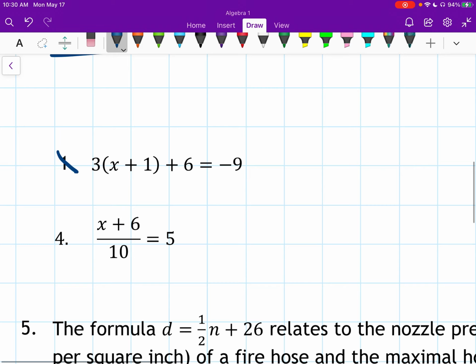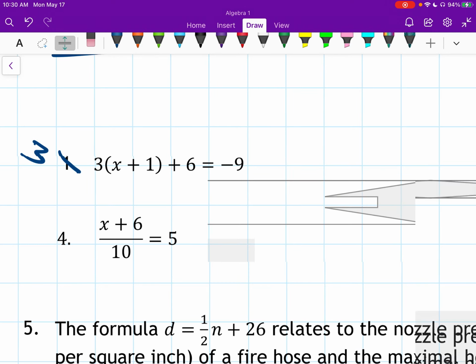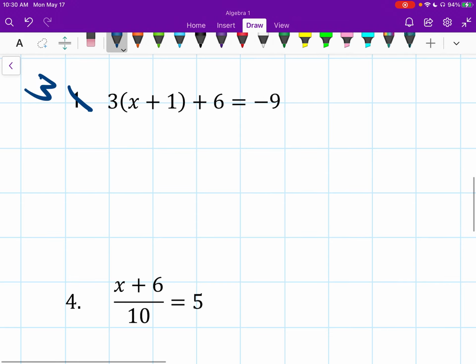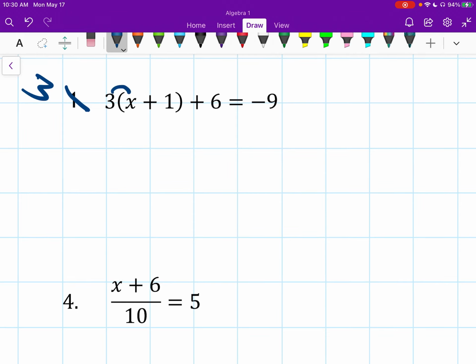Number 3. This one here, we have some parentheses, and we're going to want to deal with those to begin with. To deal with that, I'm going to distribute this 3 inside here, right? Remember distributing? So 3 times x is 3x. 3 times 1 is 3. Then we have 6, and we have negative 9.